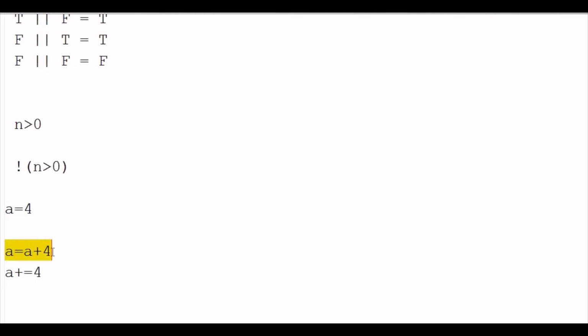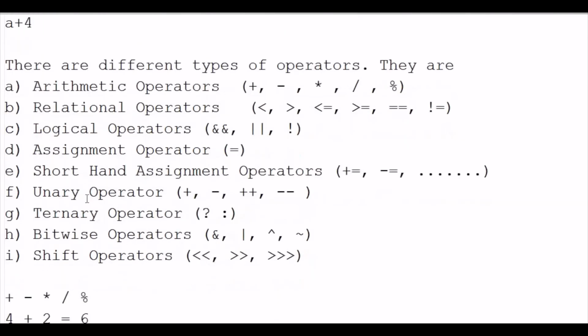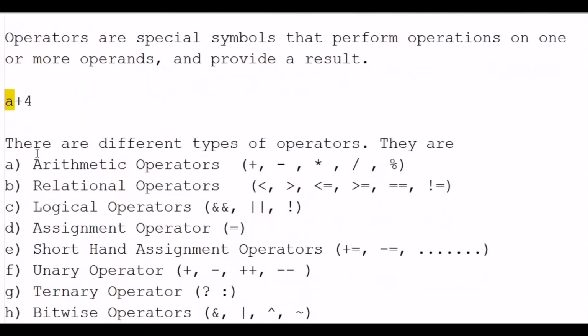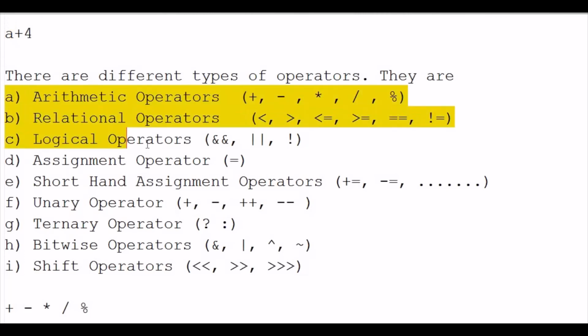So when we have a big expression and you want to make it small, you can make use of shorthand assignment operators. So we have discussed a few operators in this class. The remaining operators we can discuss in the next class. So operators are nothing but the symbols used along with the operands to provide the result. The operands can be either a variable or a constant. These are the different types of operators we have. The most commonly used operators are arithmetic, relational, logical, and assignment operators. The remaining operators we can discuss in the next class.